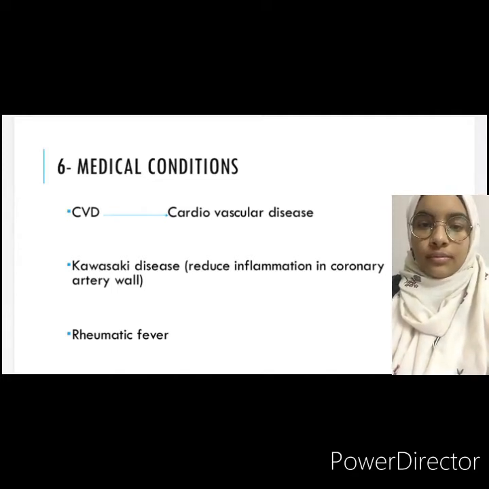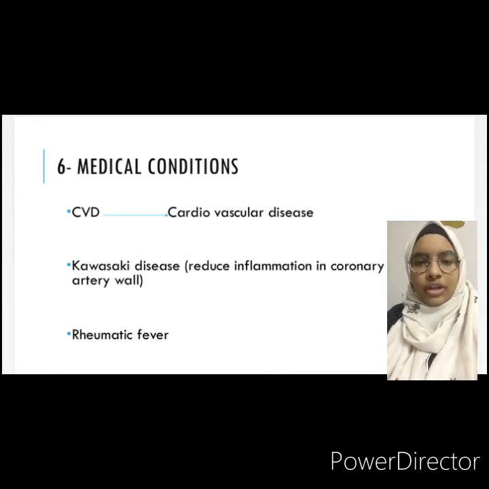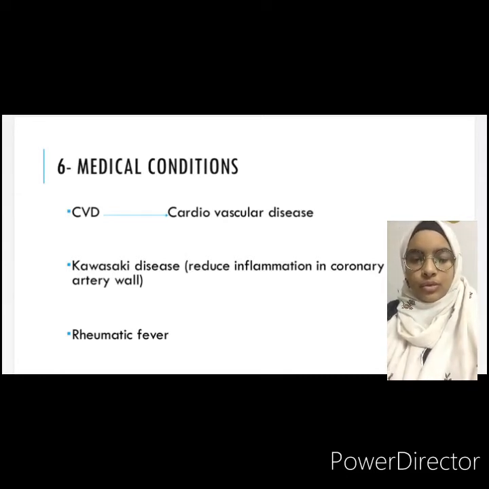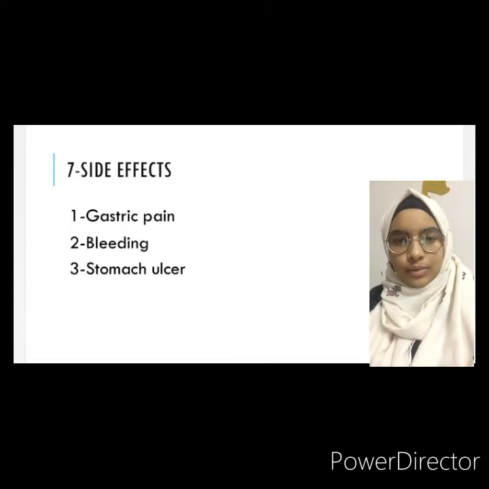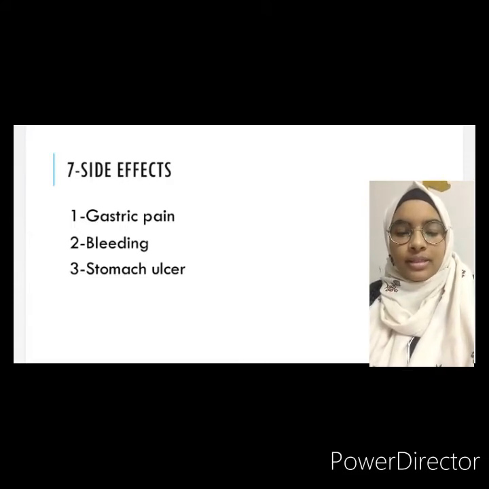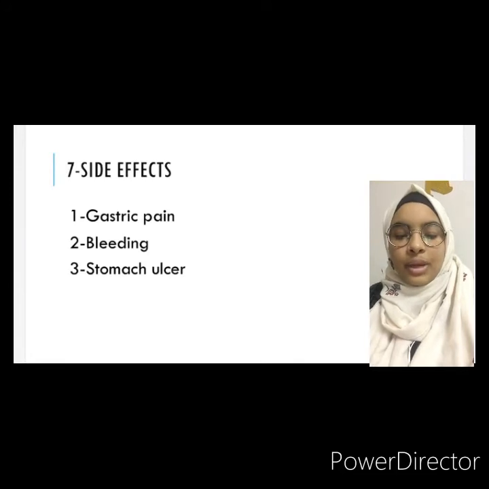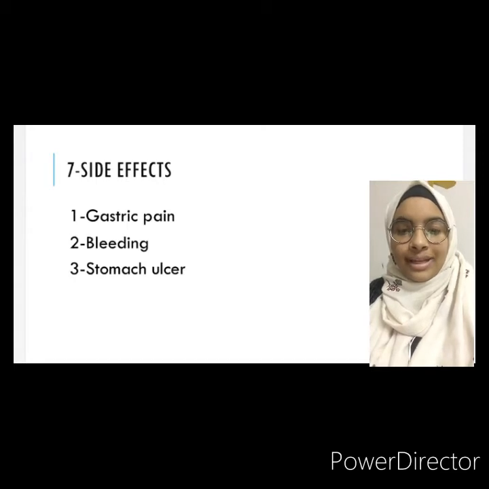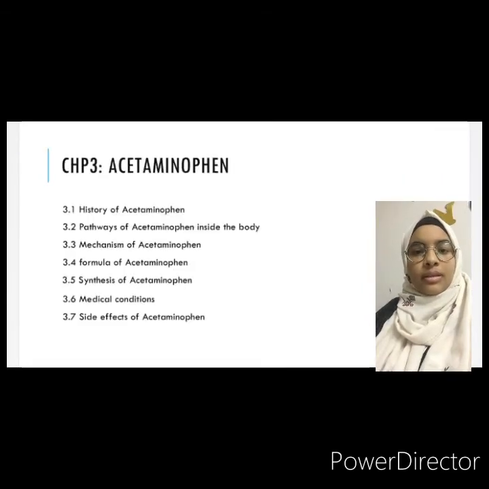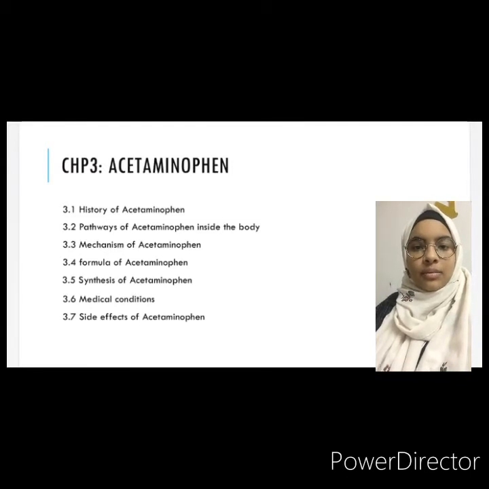Aspirin is used to reduce the inflammation in the coronary artery wall, so it is used to treat rheumatic fever and Kawasaki disease. The last medical condition is inflammation in general, as aspirin acts as an antiplatelet agent to reduce the production of prostaglandin. The side effects of aspirin. Aspirin can cause severe effects if not consumed wisely, such as gastric pain, internal bleeding, hepatitis, hypersensitivity reaction, bleeding ulcers, and indigestion.